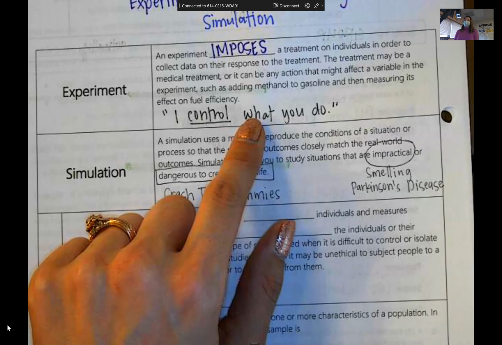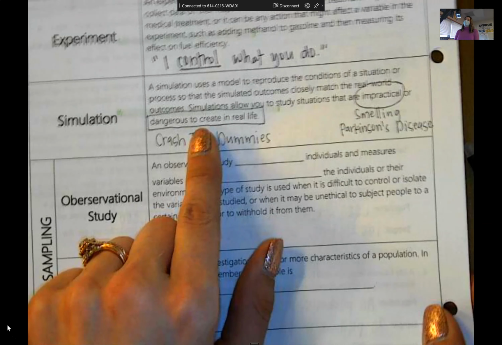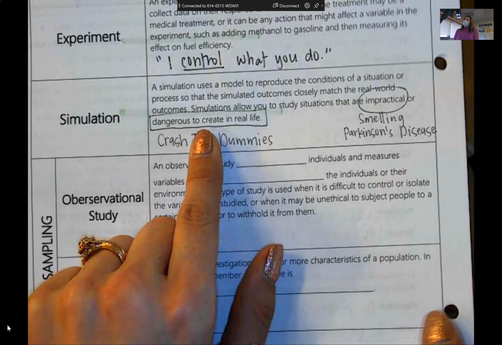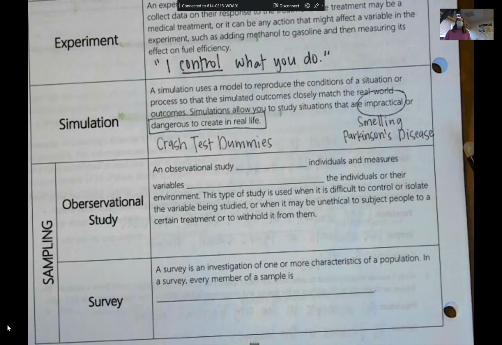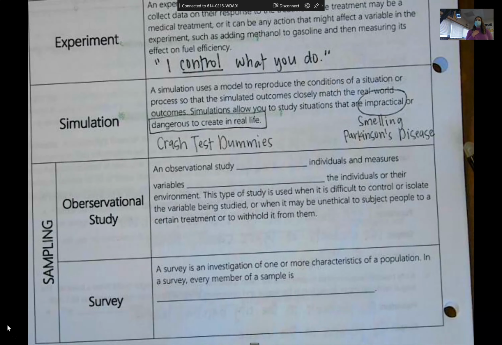And in the cases where you can't be safe, you have to do a simulation. Smelling Parkinson's is impractical because Joy is the first person really that's ever gained notoriety or ever been noticed to have had this ability. So it wouldn't make sense for us to gather a bunch of people and run an experiment on that in the first phases. We would first want to do a simulation.